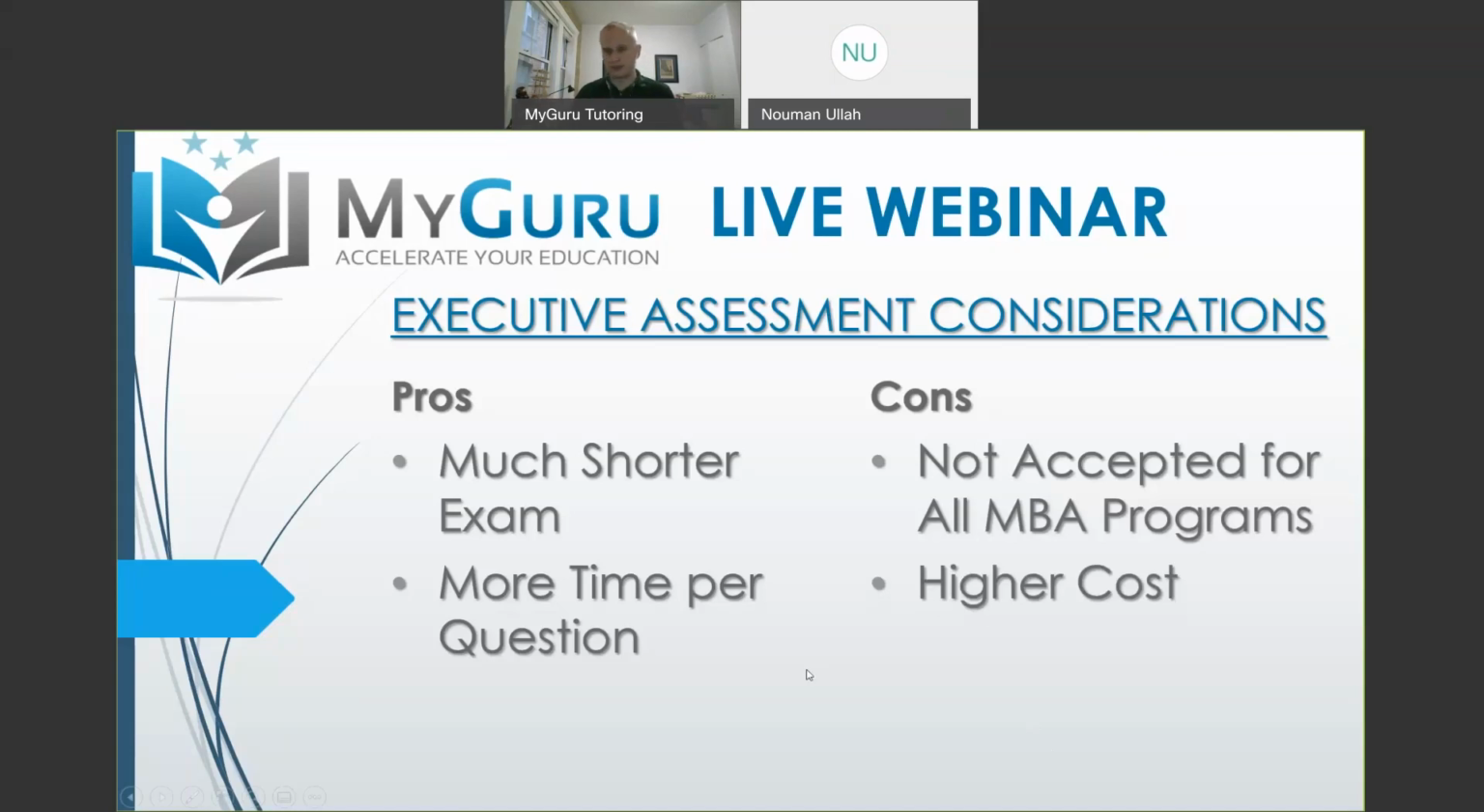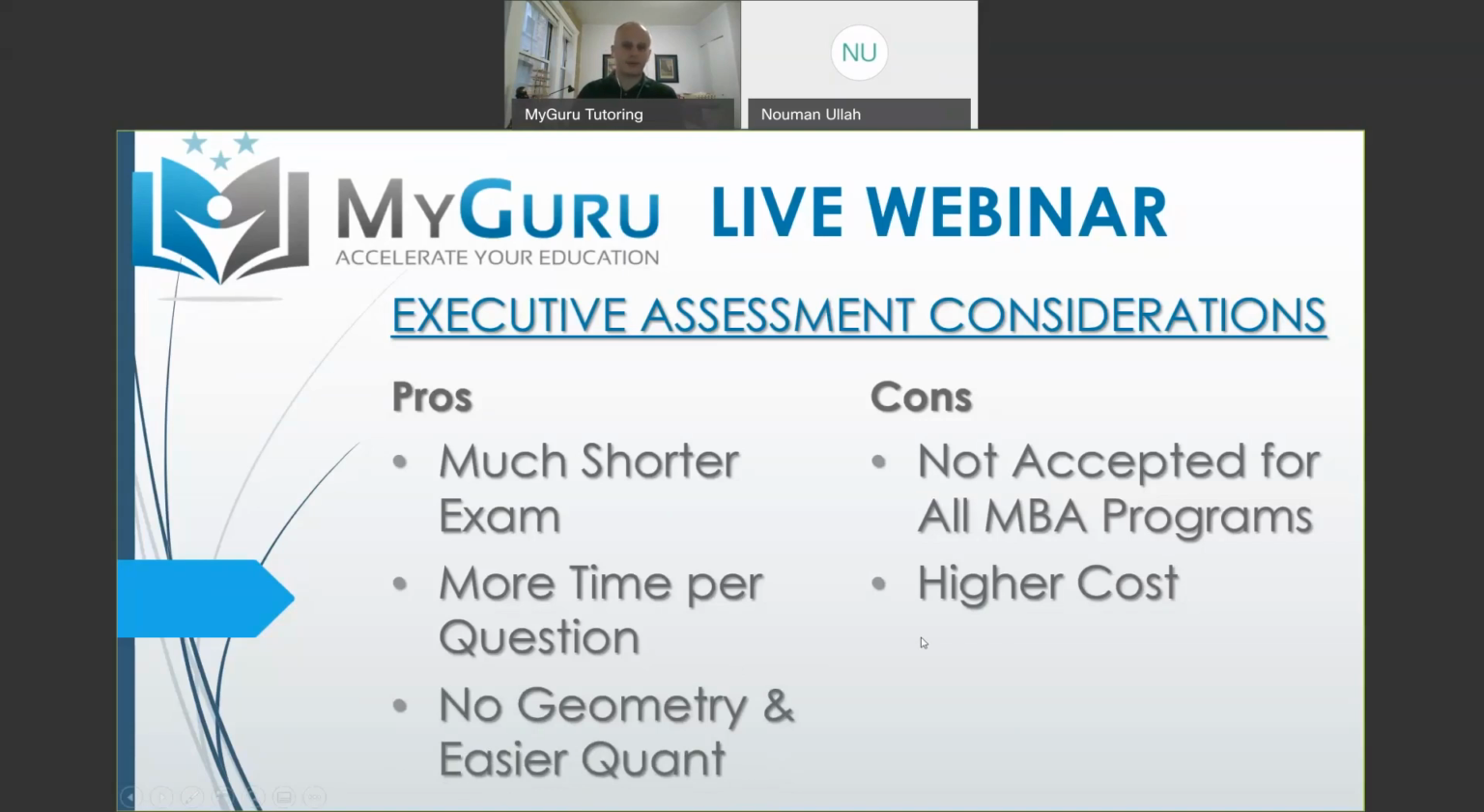Now, the logistical con of the executive assessment is it costs more. The reason for this is definitely something that GMAC has decided, and even though it's a shorter exam, it costs more. It's $350 for the executive assessment. It is, I believe, and double check these rates as they are always subject to change, $200 for the online GMAT, the at-home GMAT that is available at least currently through July 17, and $250 for the in-person GMAT. So the executive assessment just costs more.